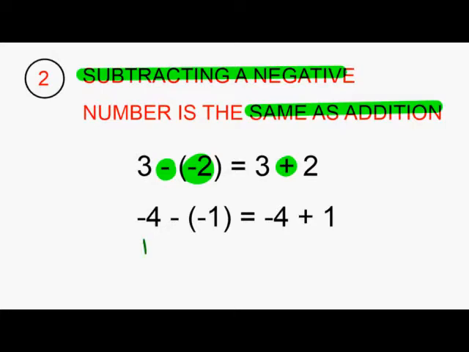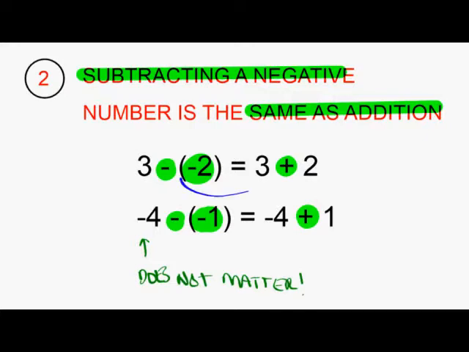Doesn't matter if that first number is negative. Does not matter if your starting point is negative. What matters is that you are subtracting a negative 1, which is the same as addition. Notice these two negatives become plus, and then you can simplify.